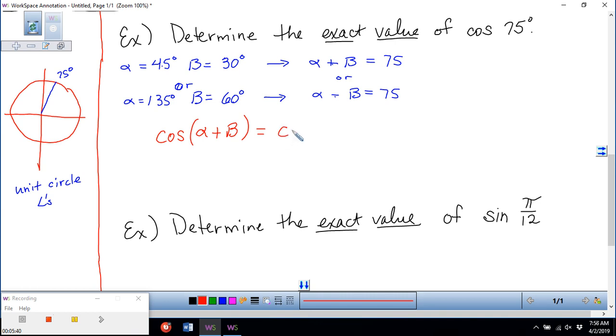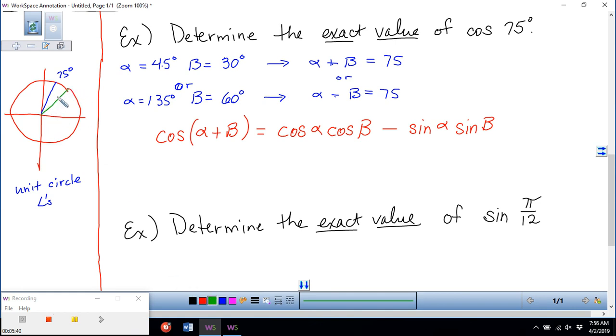equals cosine of alpha cosine of beta minus sine of alpha sine of beta. Now this is where I need to remember my unit circle. So let's go back and look at our unit circle real quick.